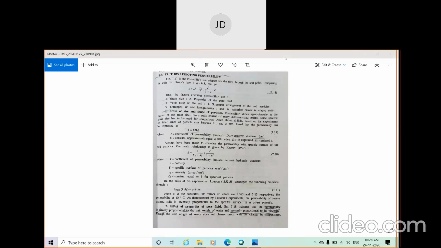Okay. So this image I have taken from a book of soil mechanics and foundation engineering by B.C. Punmia. So I have taken this material directly from the book. Here you can see, if you concentrate on the title, that is factors affecting permeability. I'm not going to give you a detailed explanation of all these things because not all of them are required, but some things are important for you at the beginning. So those things I'm going to discuss with you.